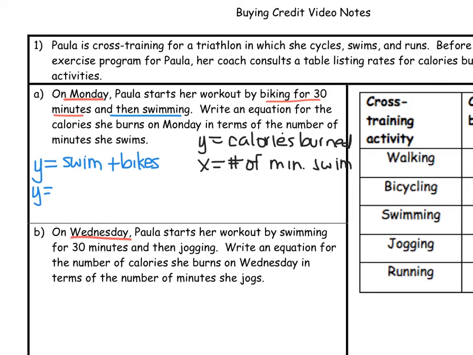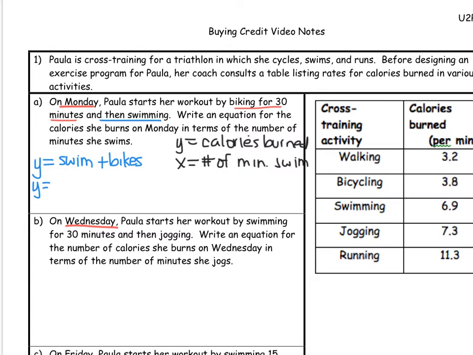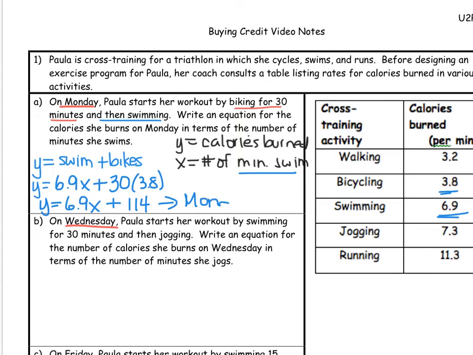We don't know how much she swims, but we do know from this table that swimming burns 6.9 calories per minute. So that's what we're going to write here: 6.9 calories per minute, and x is the number of minutes she's swimming. And we do know that she's biking for 30 minutes, and biking burns 3.8 calories per minute. So when we simplify this equation for Monday, it's 6.9x, however many minutes she swims times 6.9 calories per minute, and the product of 30 and 3.8 is 114. So our equation for Monday is y equals 6.9x plus 114.